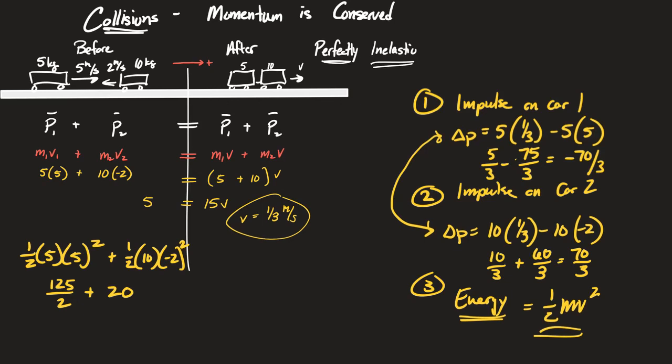And I could add those together. I know how to do that. That would be, let's see, 20, that'd be 40 halves. That'd be 165 halves. Joules. After the collision, 1/2 times 15 times 1/3 squared. Well, that's 1/9. So that's going to be 15 divided by 18 joules. 1/3 squared is a 9th. Half of a 9th is 1/18. 15 over 18.